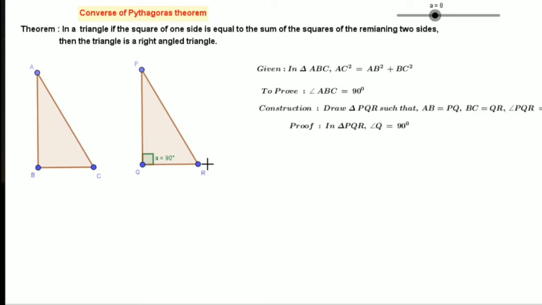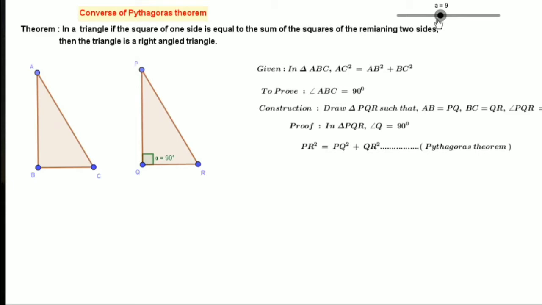So let's see the proof. In triangle PQR, this angle Q is 90 degrees. It means that triangle PQR is a right angle triangle. So let's apply Pythagoras theorem in it. We know that in a right angle triangle, the square of the hypotenuse is equal to the sum of squares of the remaining two sides forming the right angle. So PR is the hypotenuse, and we can write PR square is equal to PQ square plus QR square.